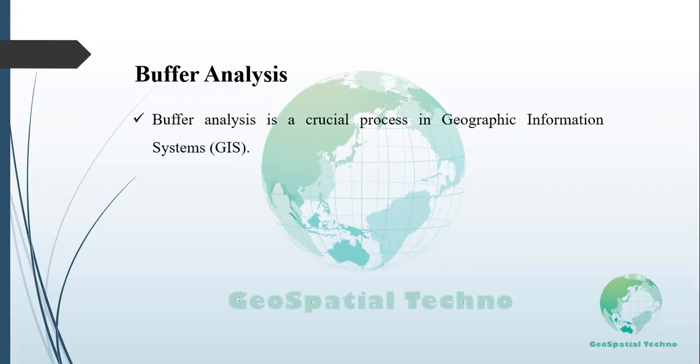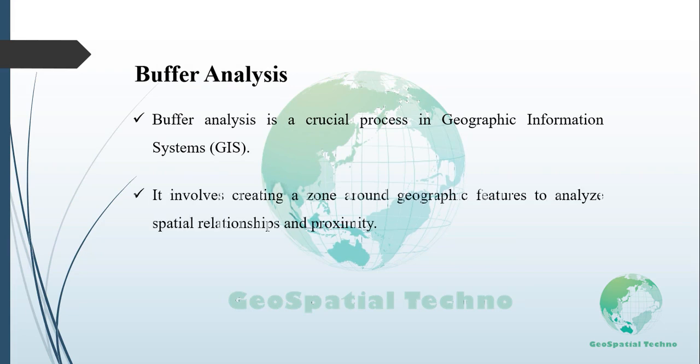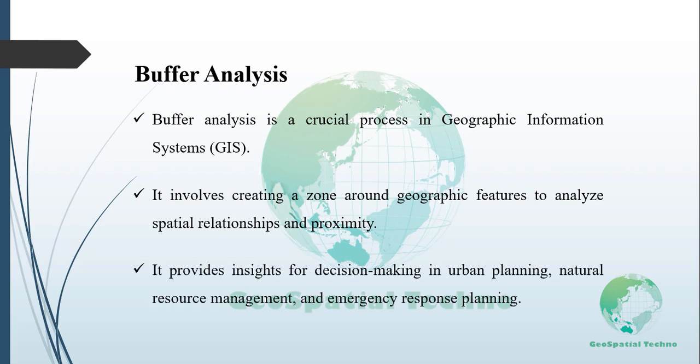Buffer analysis is a crucial process in Geographic Information Systems or GIS. It involves creating a zone around geographic features such as points, lines, or polygons to analyze spatial relationships and proximity. This type of analysis has various applications including determining influence areas, assessing environmental impacts, and evaluating accessibility. It provides insights for decision-making in fields such as urban planning, natural resource management, and emergency response planning.